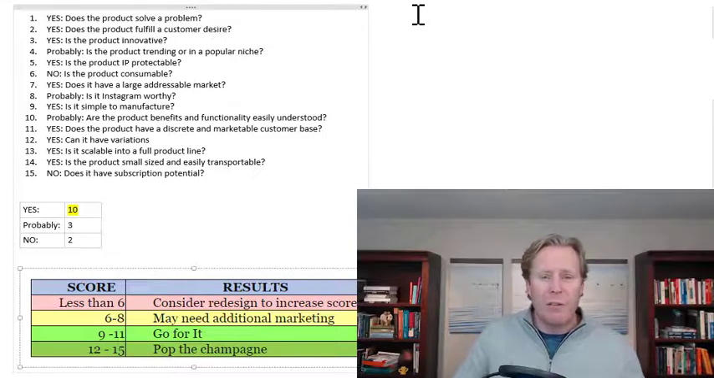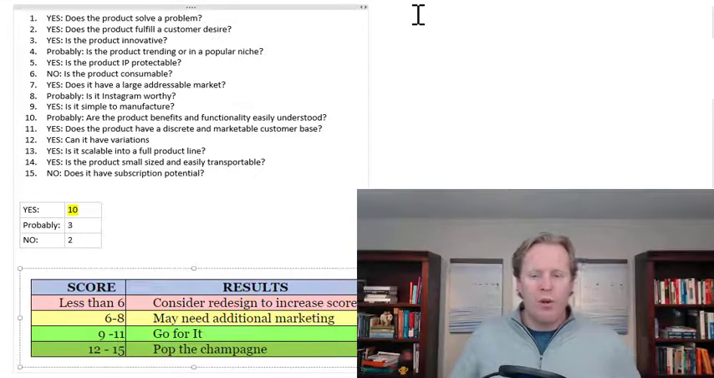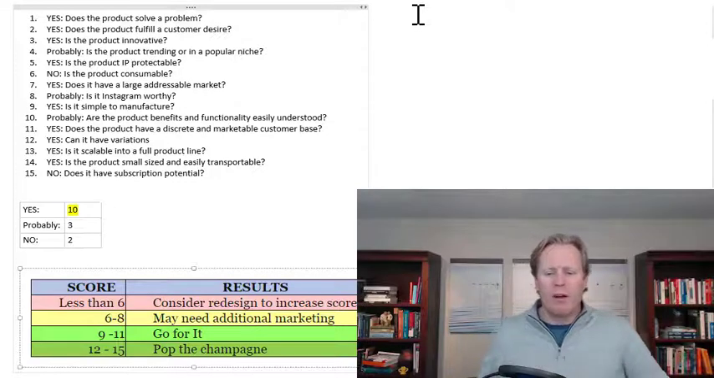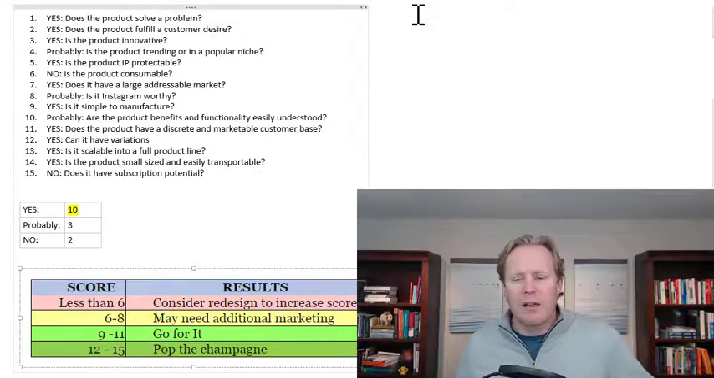I don't know that duffel bags as a whole is a growing category. I do know that running and cycling, as far as recreational activities go, and purchasing equipment and gear around that has been a growing industry. So that's a positive. But I put a probably there instead of a full-on yes, because I'm not totally certain.